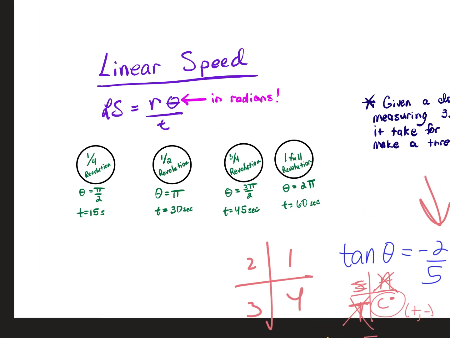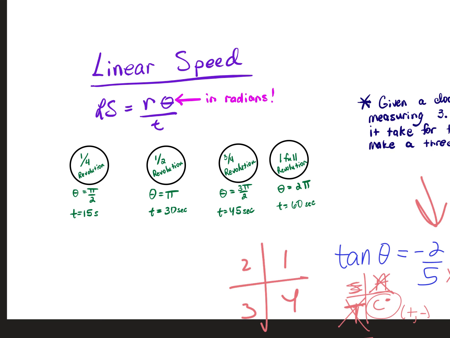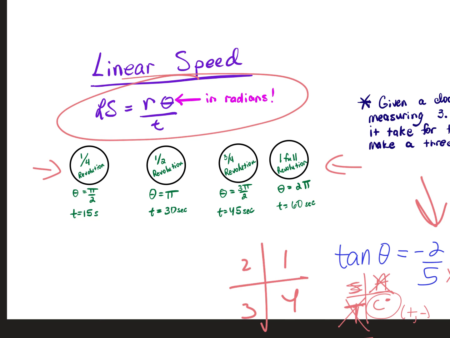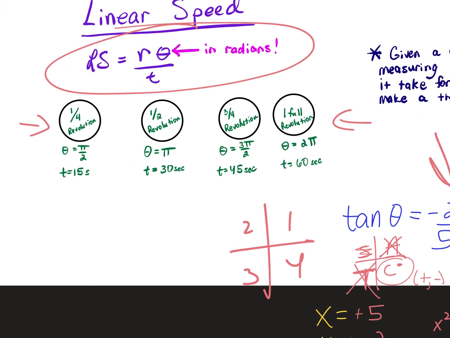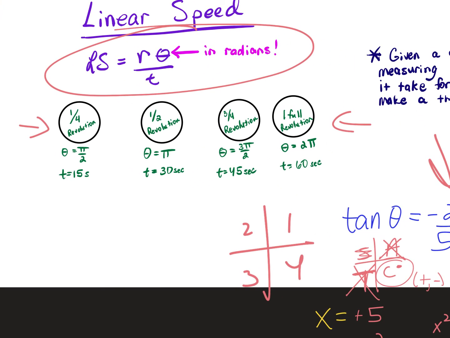You guys will have a linear speed problem. This was on one of our lessons that we did at the beginning, 5-1, 5-2, 5-3. This formula will be given to you. You guys have to know that when you look at a clock and we break it up into 4 pieces, one whole circle is 2 pi. So if I break that up into 4 pieces, it's pi over 2. If I go 1 revolution around, my theta that I would use is the whole circle, which is 2 pi, and the time is 60 seconds.